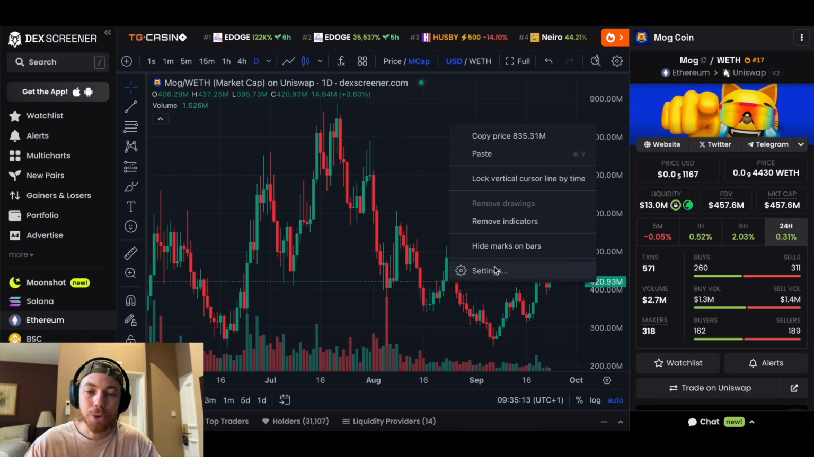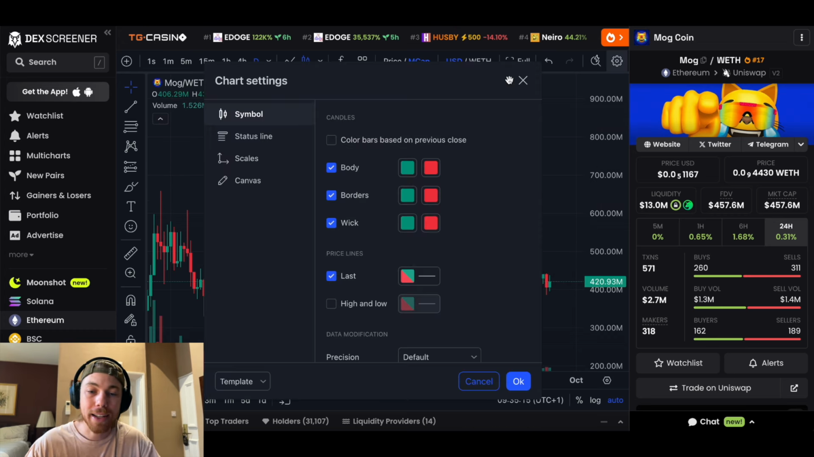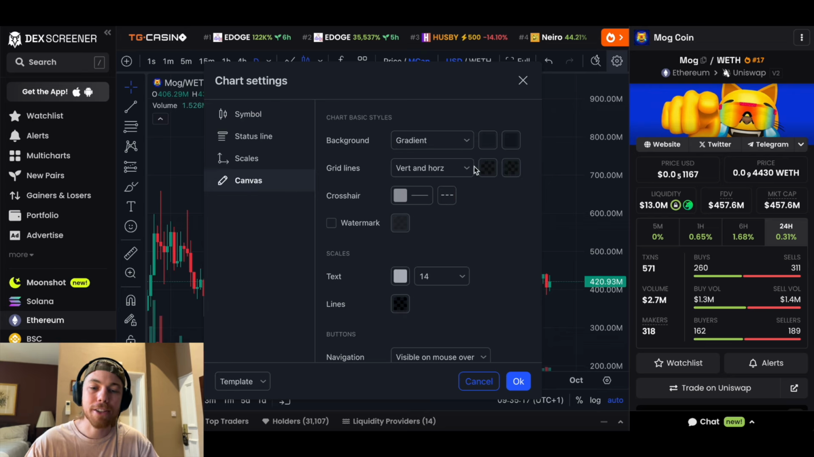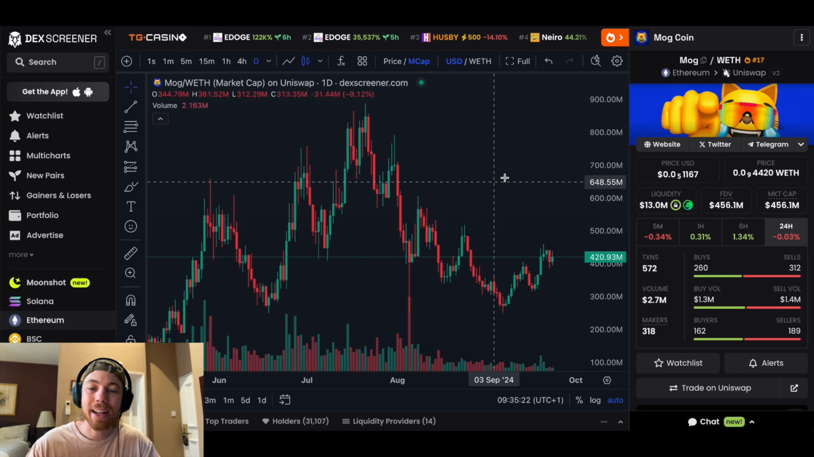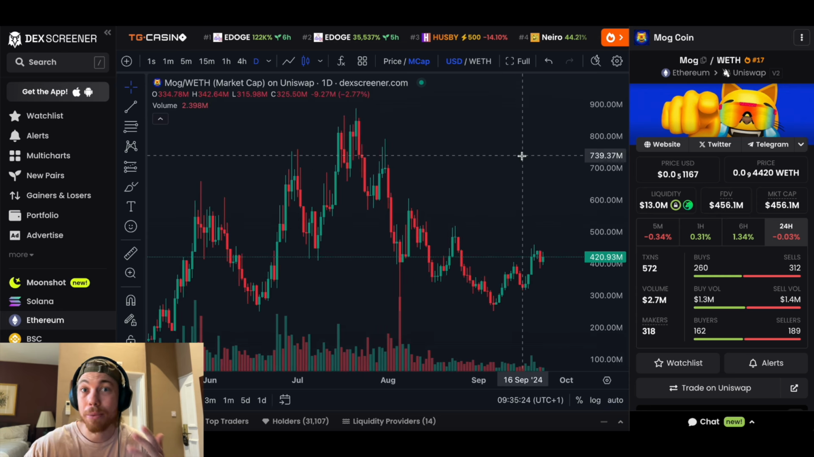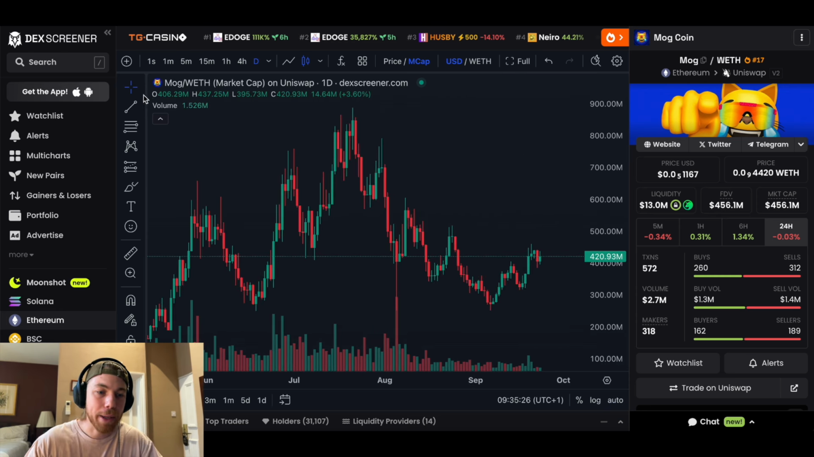The next thing I like to do, I like to turn the grids off. So I go to settings, which is right click settings. I come to canvas, I go to grid lines and I go none. That way it just cleans it up for me and it shows me where I can draw my support and resistance lines. Now that's the next topic, support and resistance.